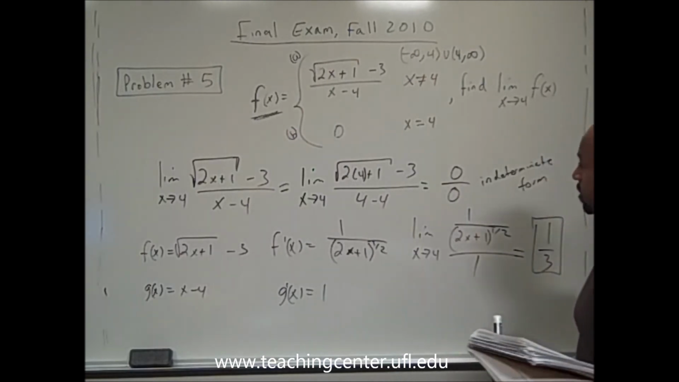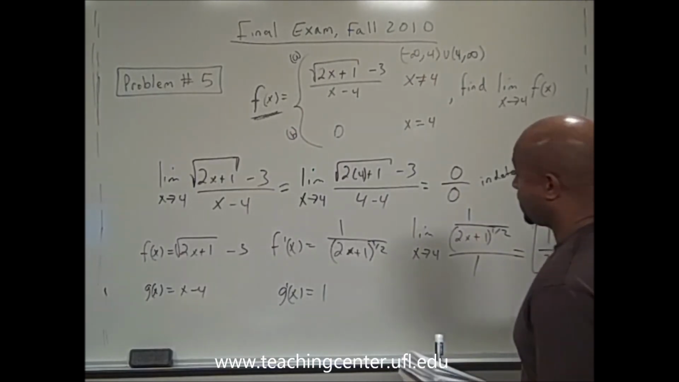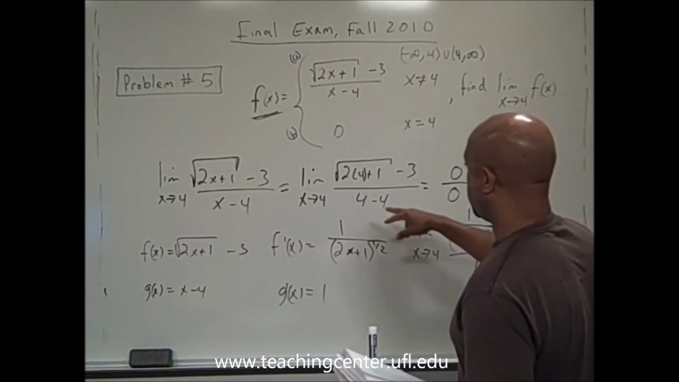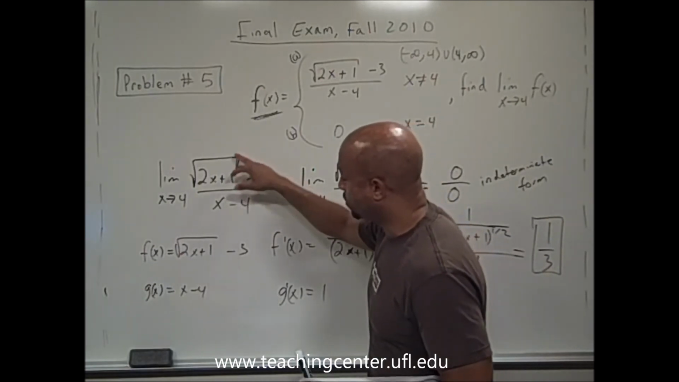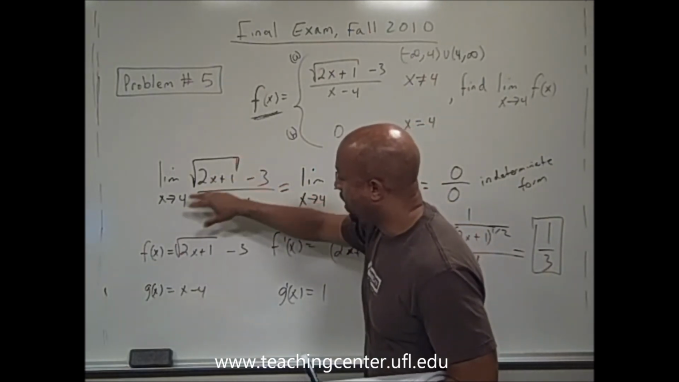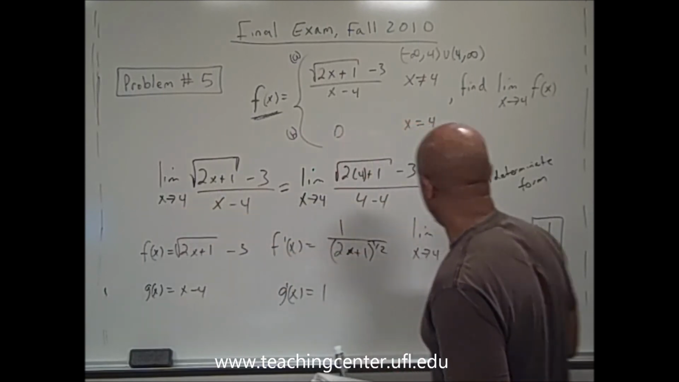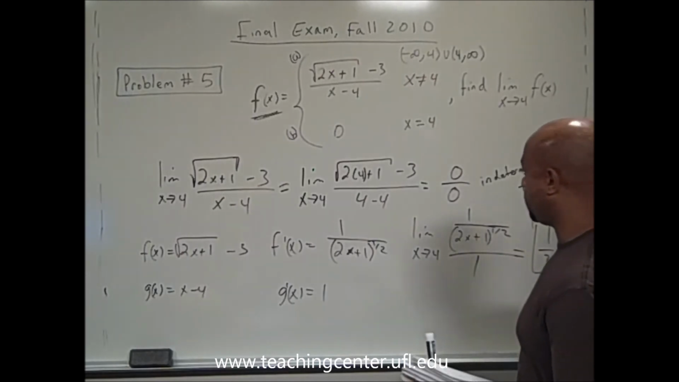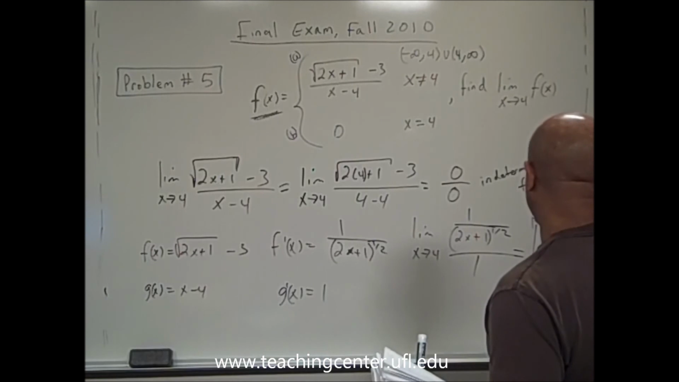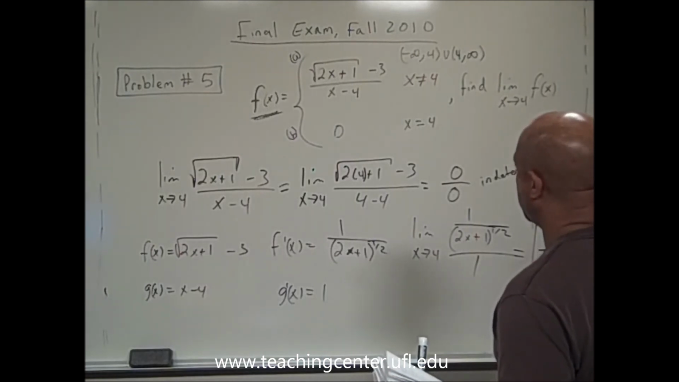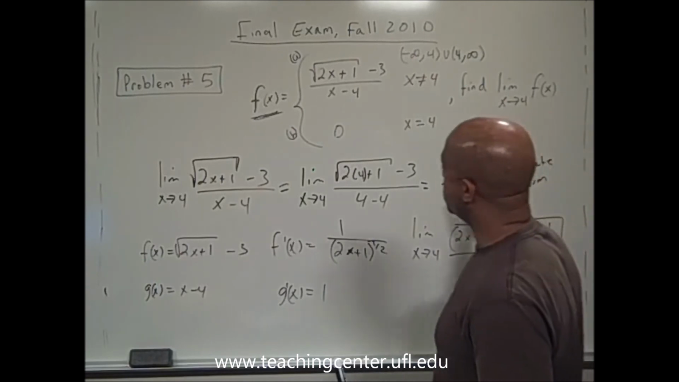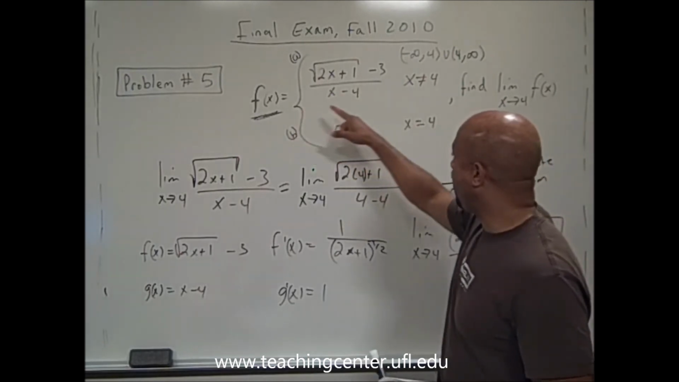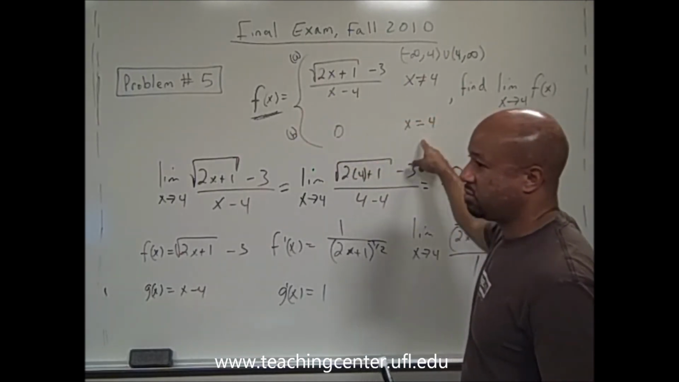Okay? And so basically what this is saying is, as you approach 4, as you approach 4 on this function, the limit is going to be 1/3. The value of that function is going to be 1/3 as you approach 4. Okay, so hopefully that's a little bit more clear. The reason why we couldn't do this at the very beginning is because our function is defined to be 0 at x is equal to 4.